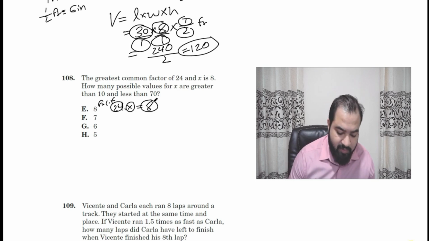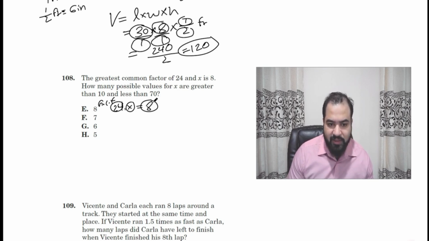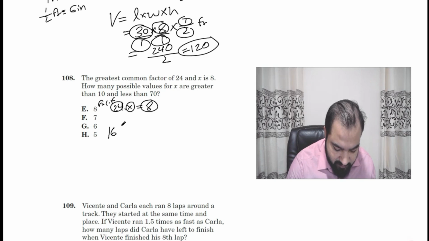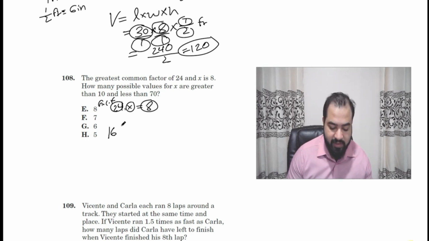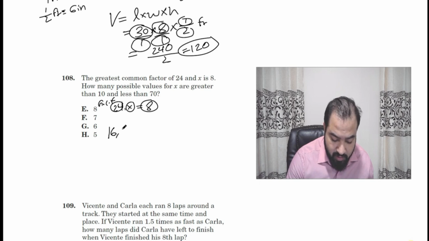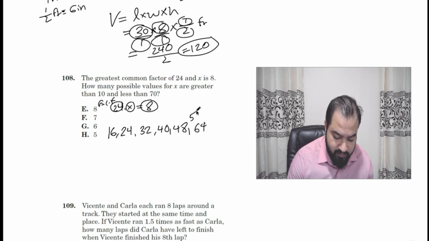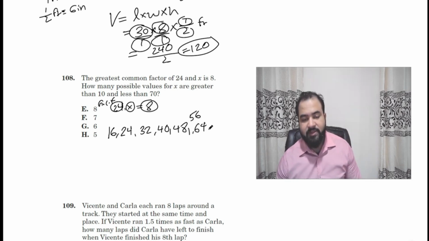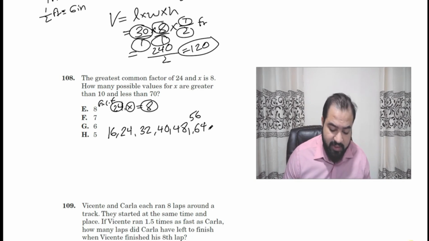So let's see multiples of 8, but it has to be between 10 and 70. So we're going to start with, let's say, 16 as the first multiple of 8 that's between 10 and 70. And then 24, and then if we add 8, that's 32, then 40, 48, 56, and then 64, and so on, but we don't want to go above 70. Now it says which one of these values could be the value of x.